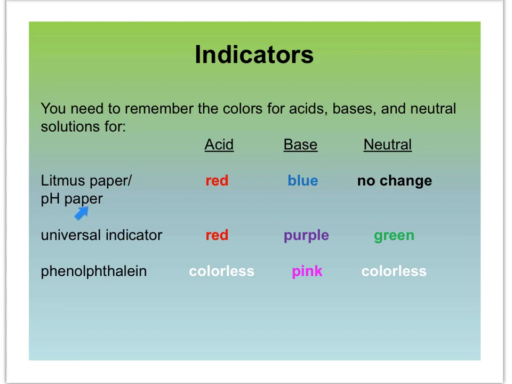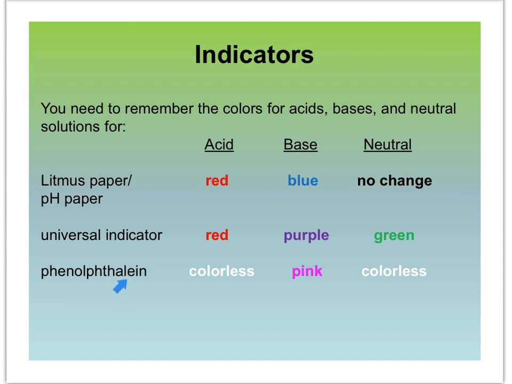pH paper is pretty similar, except pH paper is kind of a variety of different colors, not just blue or red. It shows you the whole spectrum, the whole rainbow. Universal indicator is my favorite indicator. That also turns all colors of the rainbow. So green is neutral, and anything that is yellow, orange, or red is acidic. Anything that is blue or purple is basic.